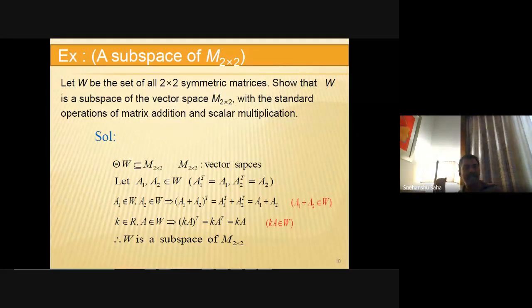And for scalar multiplication, you just take the matrix multiplied by a scalar k, under the operation of the transpose. You once again know that A transpose is A, and since k is a scalar, the transpose operation will have no effect on it. So for every element A in W, kA belongs to W as well. Therefore, this set of all 2 by 2 real symmetric matrices is actually a vector space itself and a subspace of the general vector space of 2 by 2 matrices.